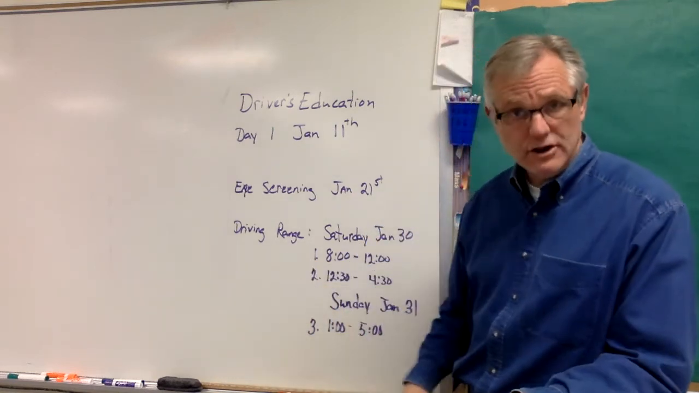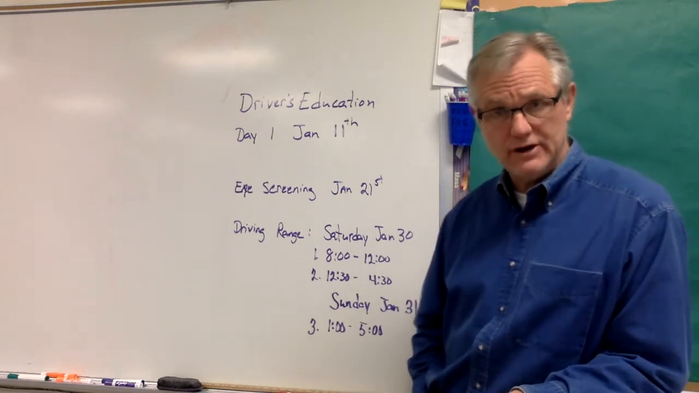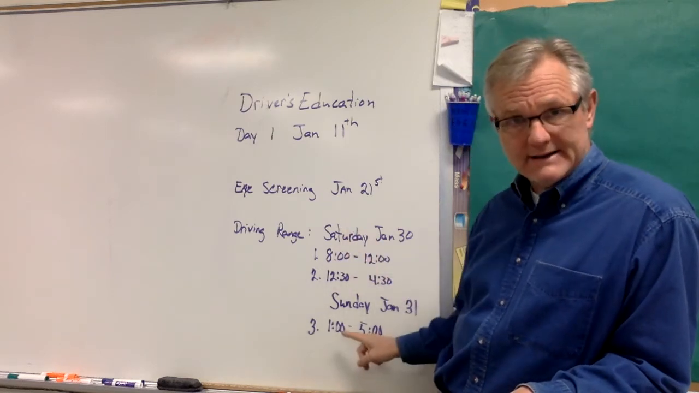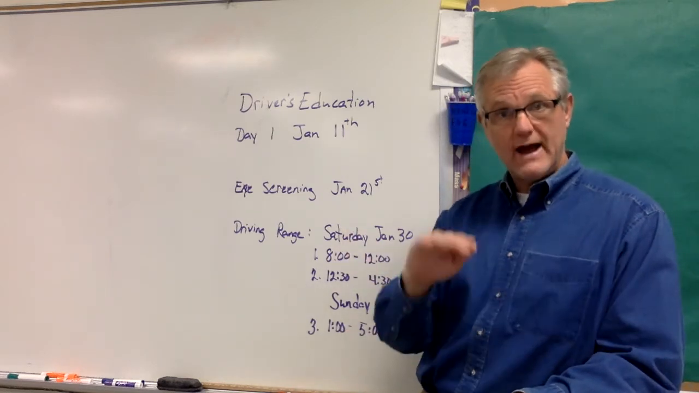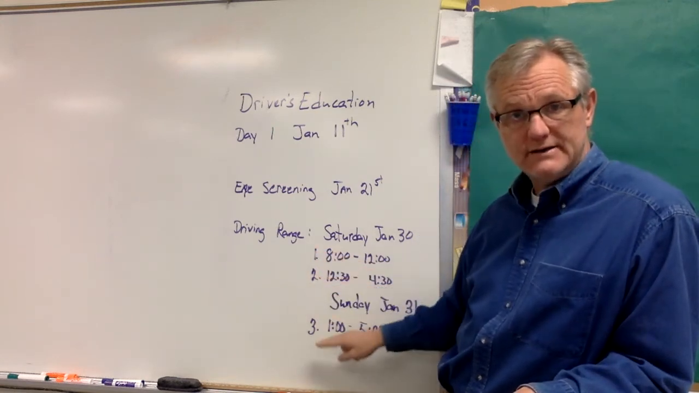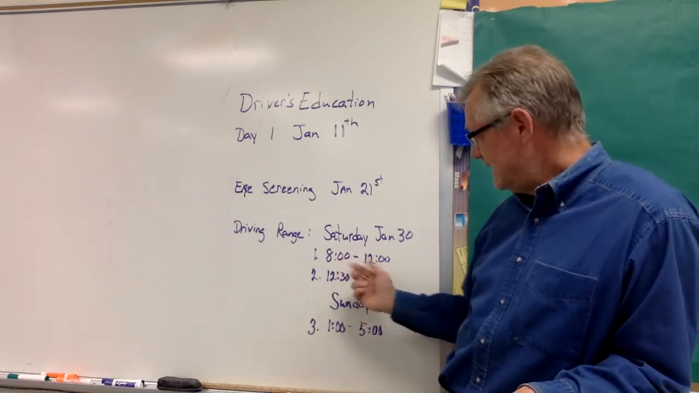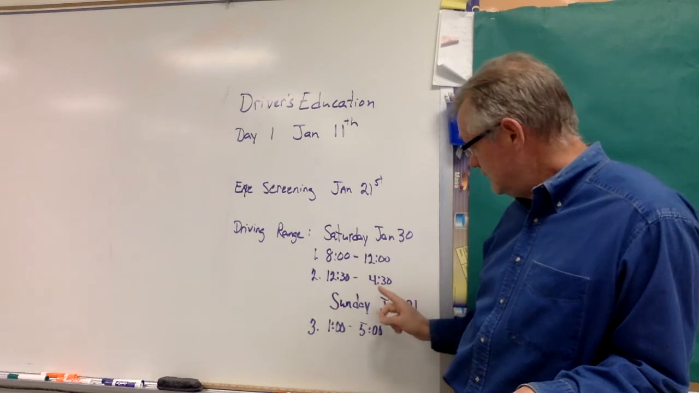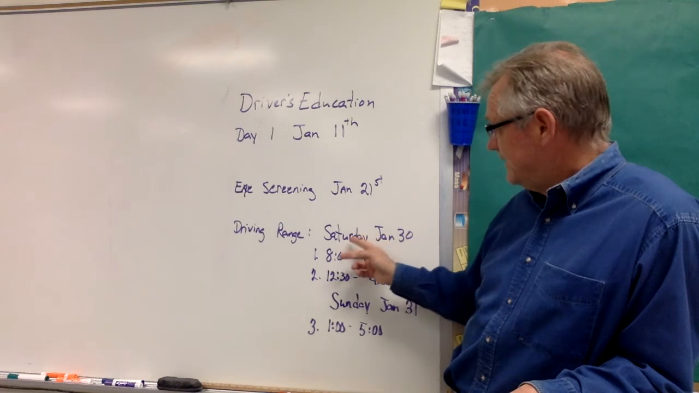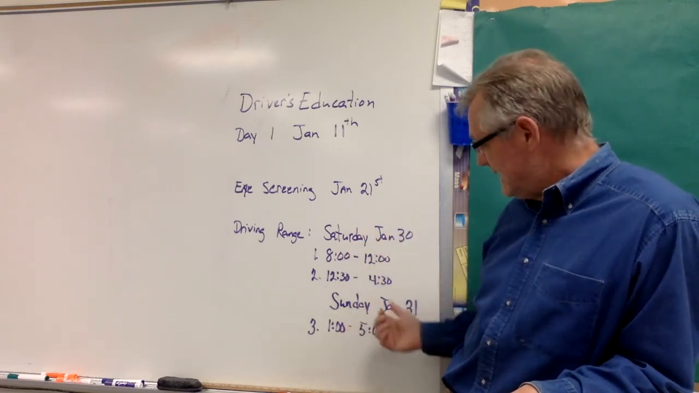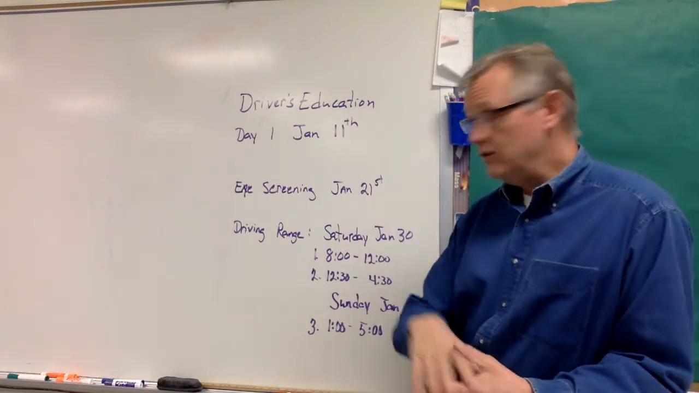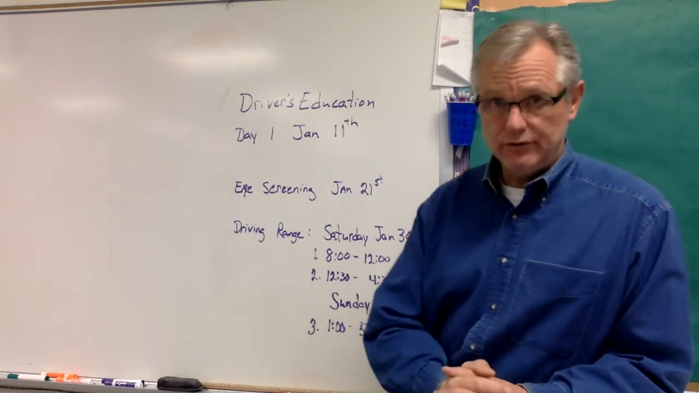On the driving range, again, we meet at Freedom High School, and it's down beside the baseball field, out behind the back of the school. We will have 3 classes, and I'll tell you more about this whenever we're having our class, and we'll sign up. Basically, you will sign up for one of these 3-hour blocks: the first one is 8 to 12, the second one is 12:30 to 4:30, and the third one is the next day, 1 to 5. This is going to be Saturday, January the 30th, and Sunday, January the 31st. Again, I'll go over much more detail about what you're going to be doing and how to sign up and what you'll need to do.